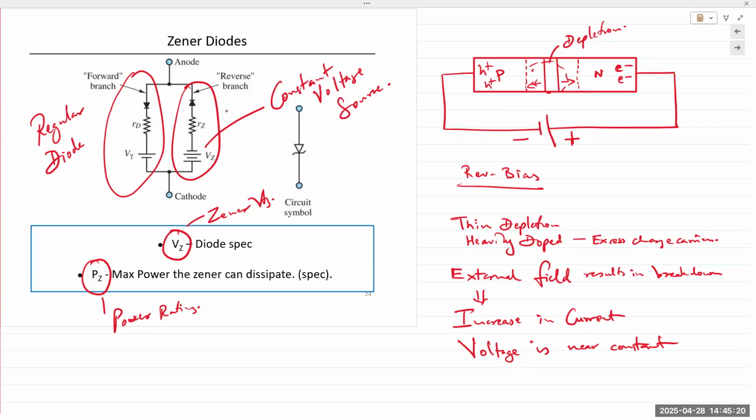So in the forward bias, it's like any regular diode. In the reverse bias, it acts like a constant voltage source. It is supplying a constant voltage, and that voltage would be known as the Zener voltage.